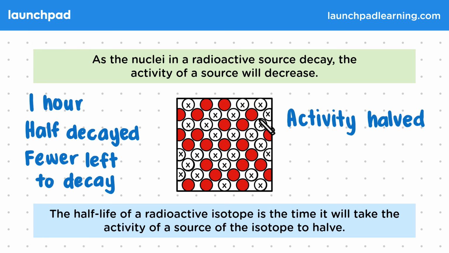So in this case, since the activity of the sample will halve every hour, the half-life of this isotope would be 1 hour. For your exams, make sure you can explain what half-life is, both in terms of activity and the number of remaining nuclei. So with this new definition in mind, how could we measure the half-life of a sample?